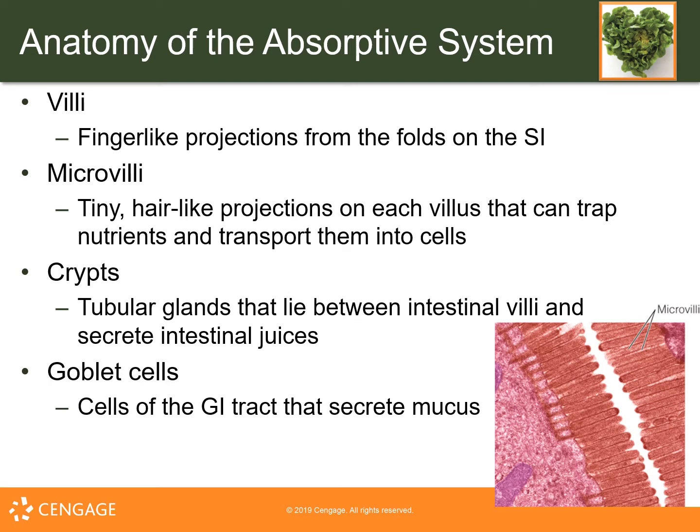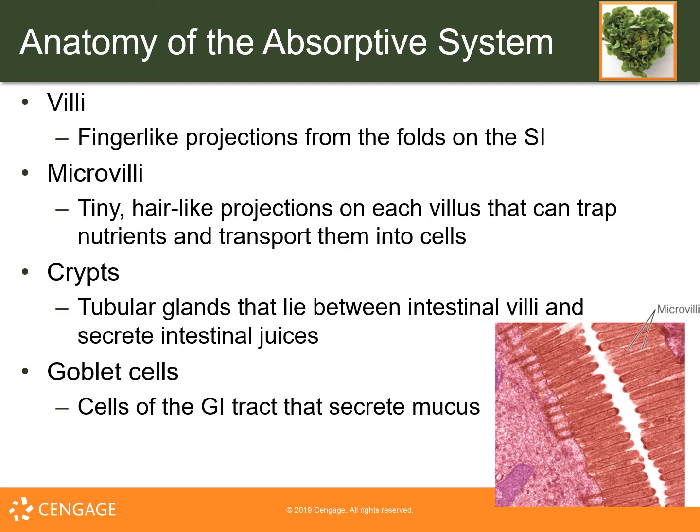Anatomy of the absorptive system. Villi are finger-like projections from folds of the small intestine. Microvilli are tiny hair-like projections on each villus that can trap nutrients and transport them into cells. So we have villi, and on top of our villi, we have microvilli. And because those finger-like projections increase surface area, that's how we are able to absorb. We have more area to work with.